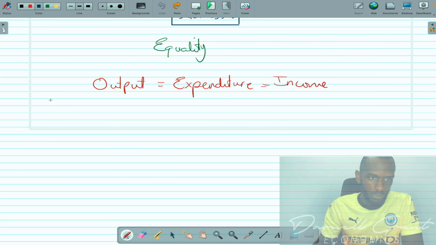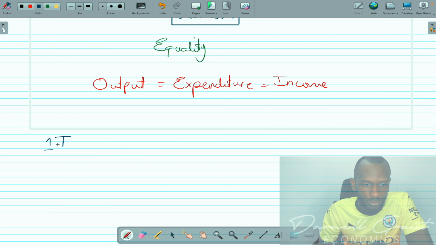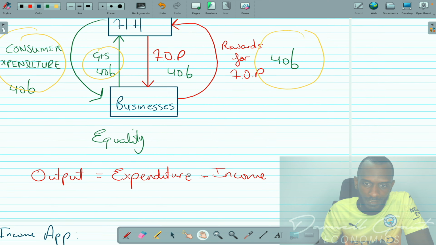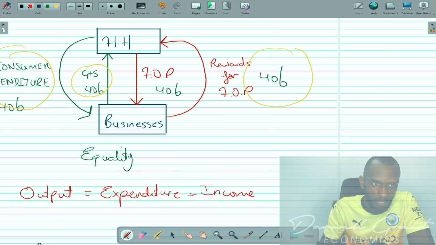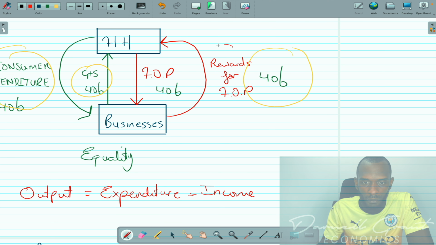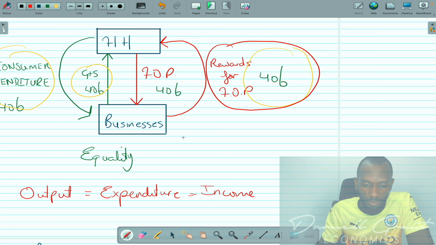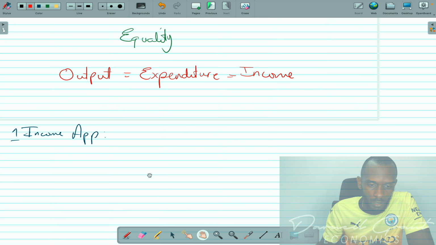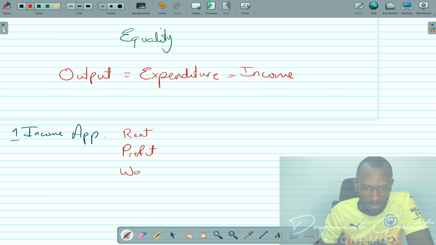Good. We're going to start by looking at the income approach. And the income approach is actually one of the easiest ones, because all it requires that you do is assess the incomes that have been paid to the factors of production. And if you remember, these incomes come in the form of rent, profits, wages, and interest.